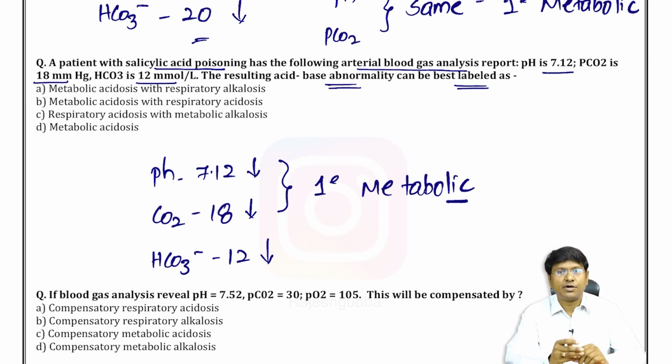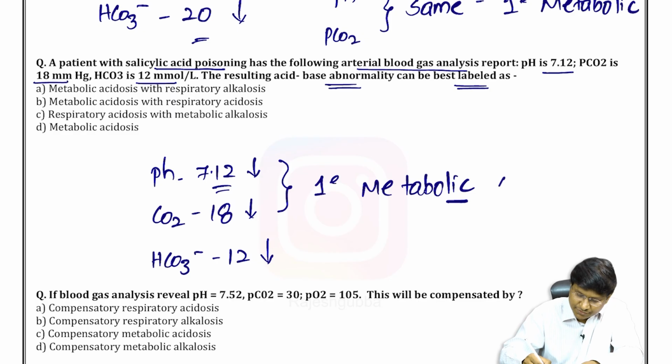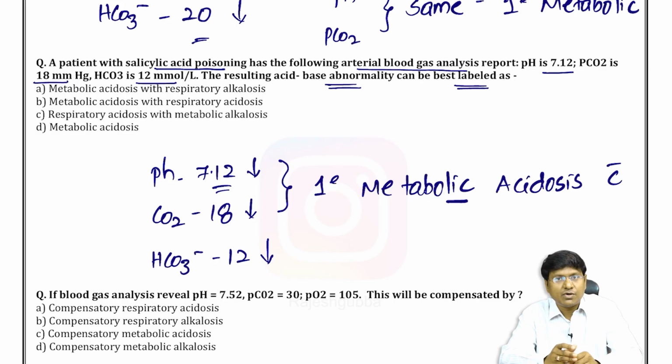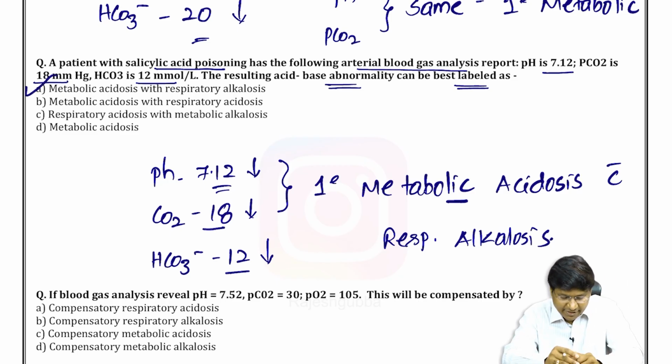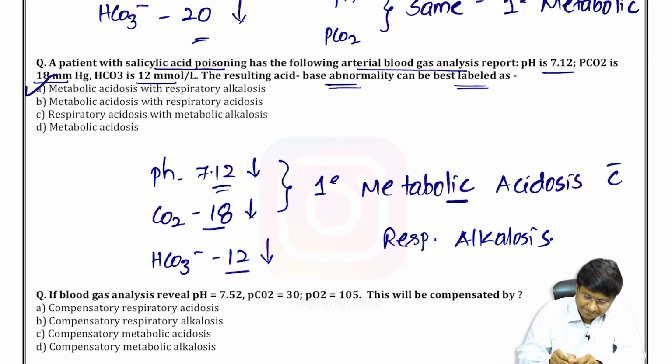The primary acid base disorder will be metabolic. Metabolic because the pH is reduced, that is metabolic acidosis. Now, what is the compensation? Because your carbon dioxide and your bicarbonate are changing in the same direction, there is a sort of compensation. So primary metabolic acidosis with compensatory respiratory alkalosis because the carbon dioxide is reduced. So the answer is A, that is metabolic acidosis with respiratory alkalosis.